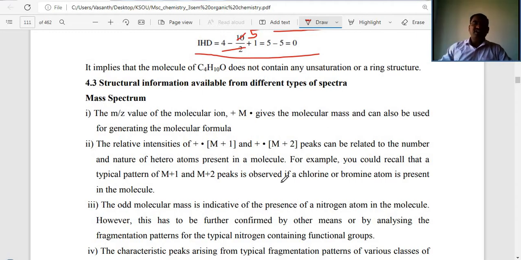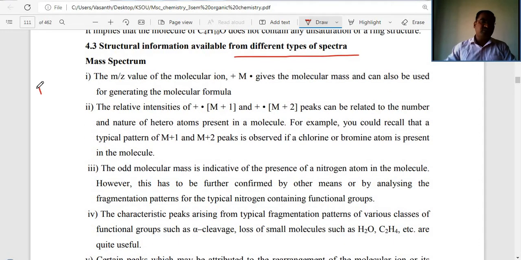The structural information available from different types of spectra is a very important thing. We consider the mass spectrum. The m/z value of the molecular ion M plus gives the molecular mass and can also be used for generating the molecular formula.